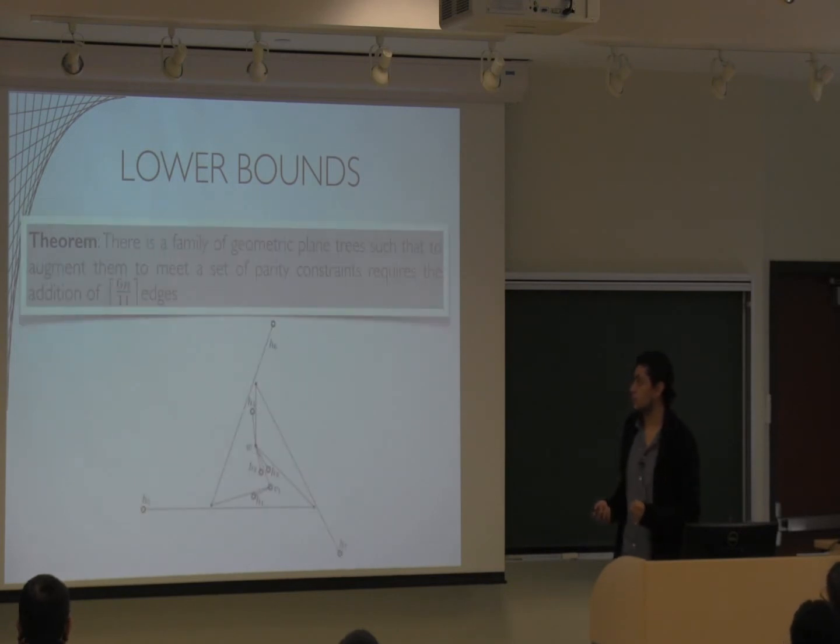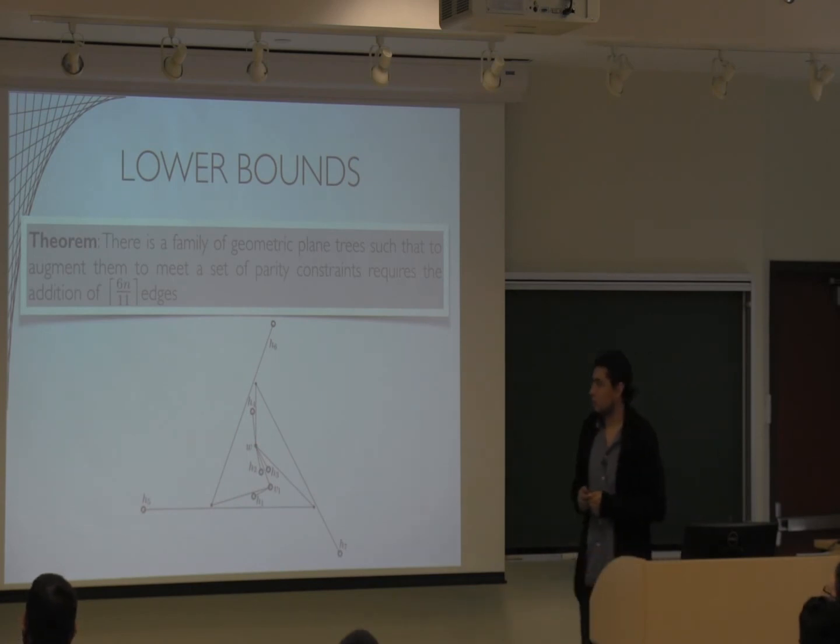I have other lower bounds, but for geometric plane trees. This is the bound where we need 6n over 11 edges to do the augmentation. This example was taken from the paper of Ferran Hurtado and Sabatot.